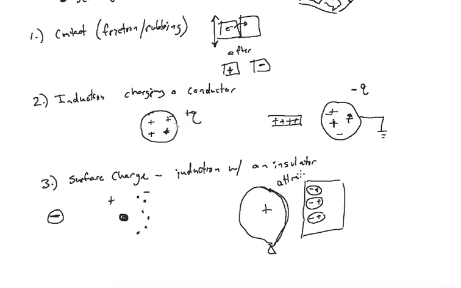It would attract because the negatives are slightly closer to the positive object than the positives are. And if you remember from Coulomb's law, force is proportional to 1 over the distance squared. So the ones that are closer are going to have a stronger electric force than the repulsive force of the ones that are further away, and you get a slight attraction. Sometimes you can do this by rubbing a balloon on your head and putting it down near some light confetti, and the confetti will attract up to it. It's because of this surface charge happening with these things. Okay?